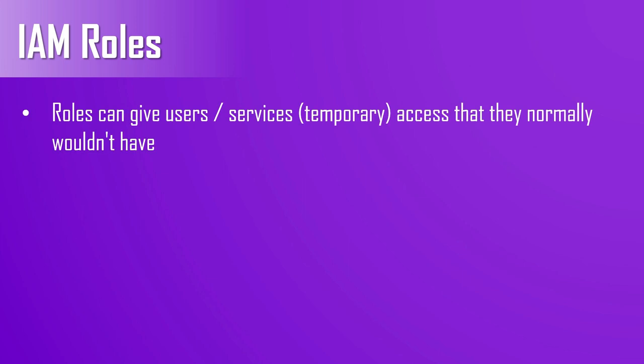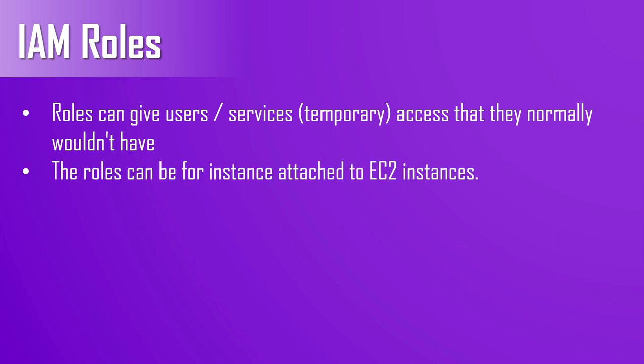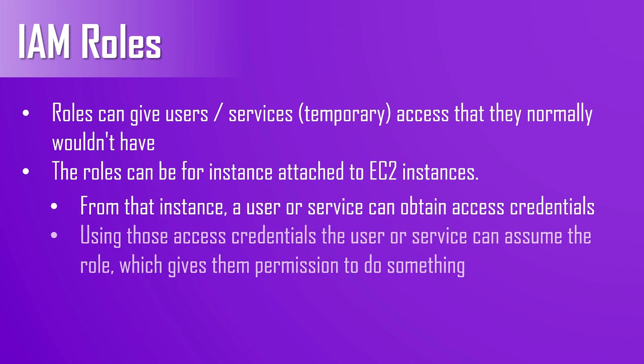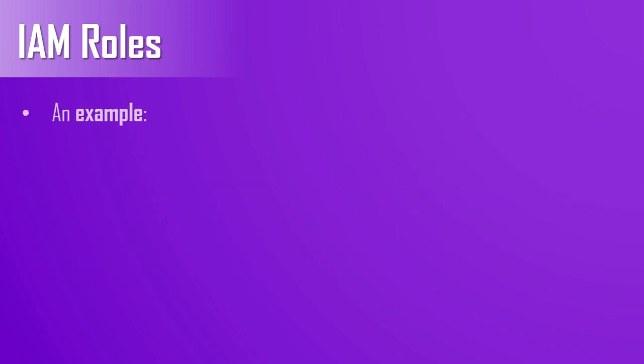Then, we have roles, and roles are actually quite interesting, because roles can give users and services temporary access that they normally wouldn't have. The roles can be, for instance, attached to EC2 instances. From that instance, a user or a service can obtain access credentials. Using those new access credentials, the user or service can assume the role, which gives them permission to do something. I think it will all be more clear with an example.